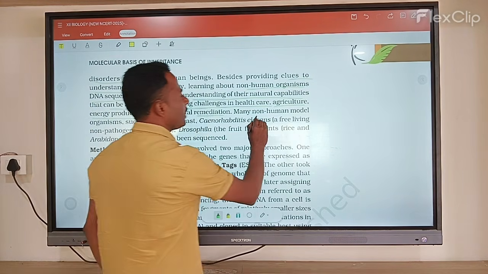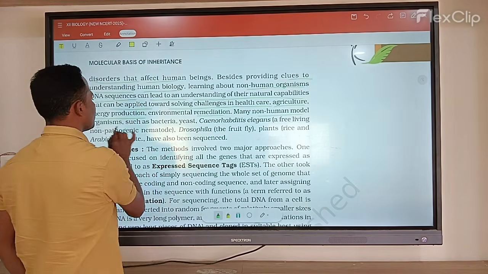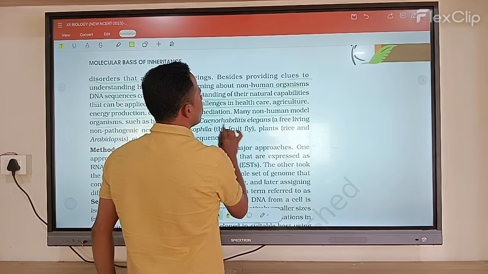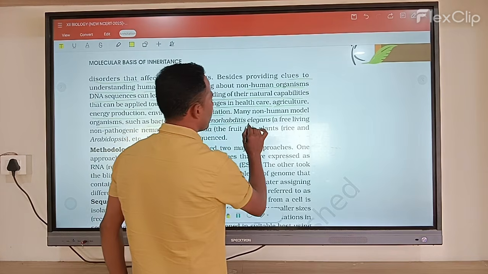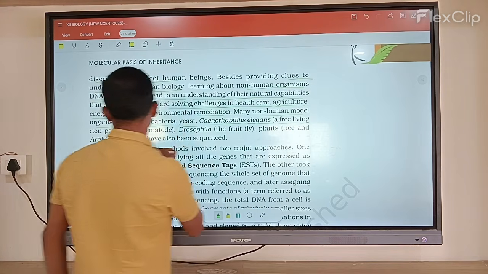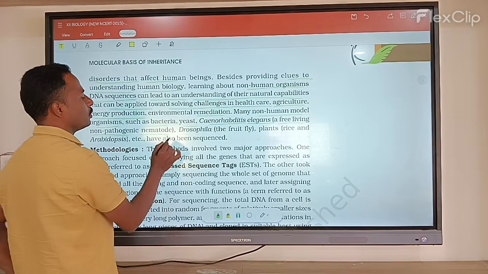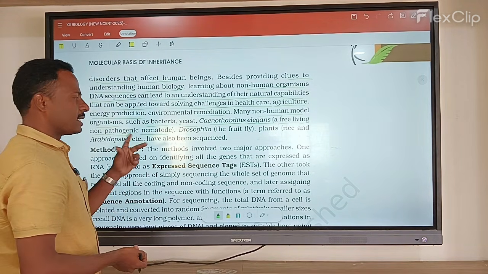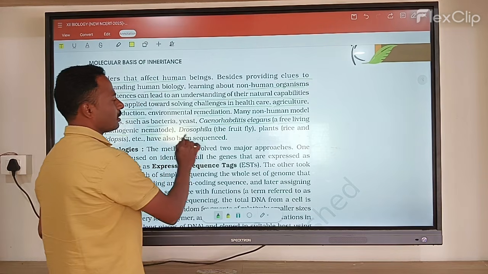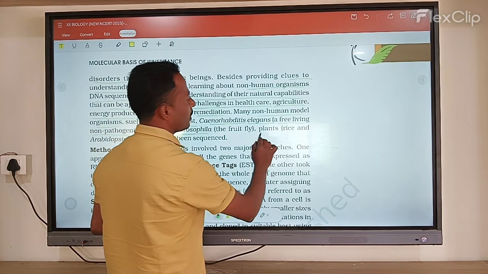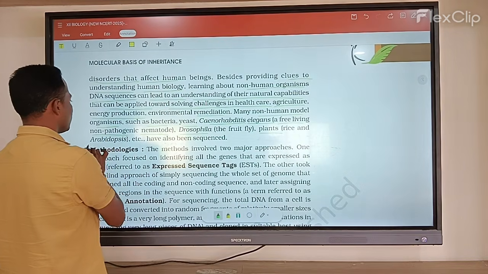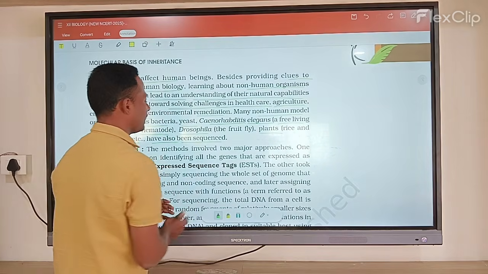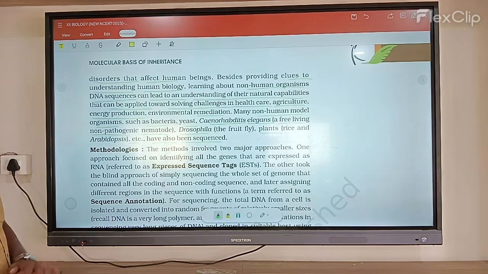Next, many non-human model organisms such as bacteria, yeast and Caenorhabditis elegans, the free-living non-pathogenic nematode. For all these, the DNA sequences can be easily identified. Like the fruit fly Drosophila, the plant rice and Arabidopsis, etc. Their DNA sequences are also arranged.